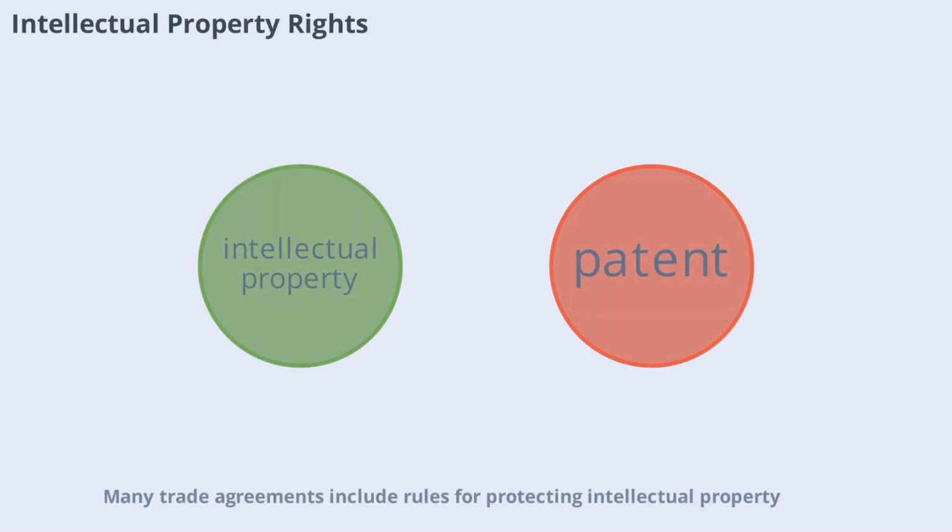Many trade agreements include rules for protecting intellectual property, such as patents, copyrights, and trademarks. These rules help ensure that creators and inventors are rewarded for their work, encouraging innovation and creativity. Strong intellectual property protections can attract investment and support the growth of knowledge-based industries. However, finding the right balance between protection and access is often a key challenge in trade negotiation.